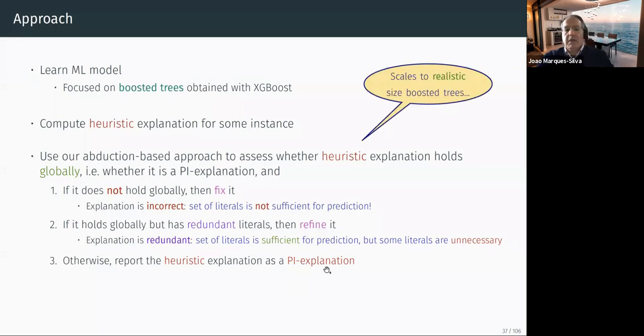Okay. Now, why do we use boosted trees and not neural networks? Because here we can really scale to very realistic sized boosted trees, so the ones used in Kaggle competitions, for example.